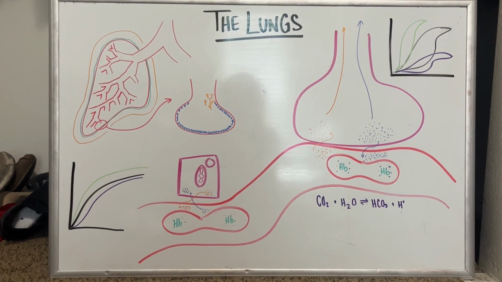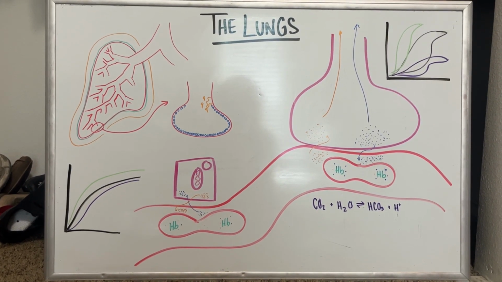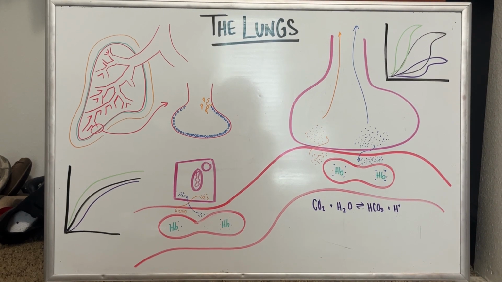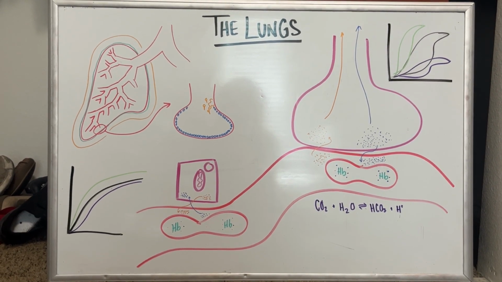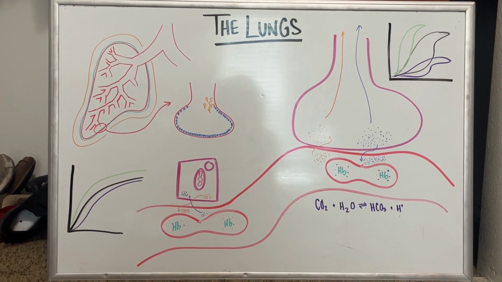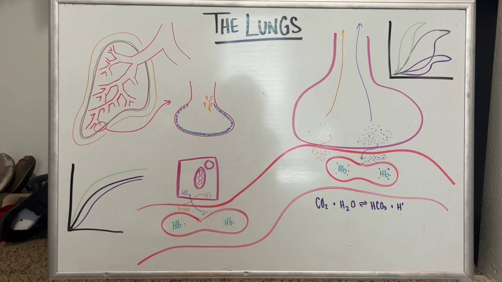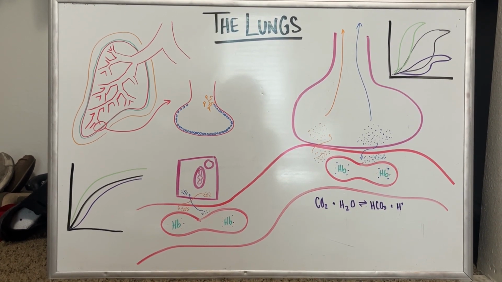One way is dissolved in the plasma, so a small portion of your oxygen is dissolved directly into the plasma. But it's a little amount because oxygen isn't very soluble in water. The other way is bound to hemoglobin. So most of your oxygen is going to be transported bound to hemoglobin because hemoglobin contains 4 iron-containing heme groups, each of which is capable of binding an oxygen molecule.